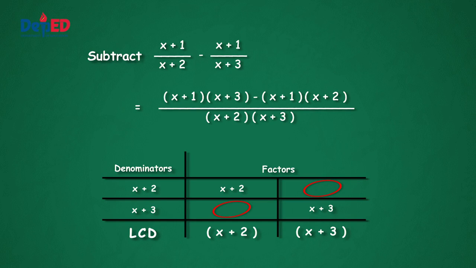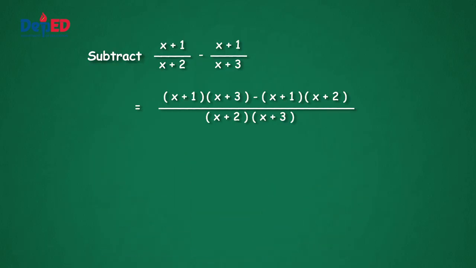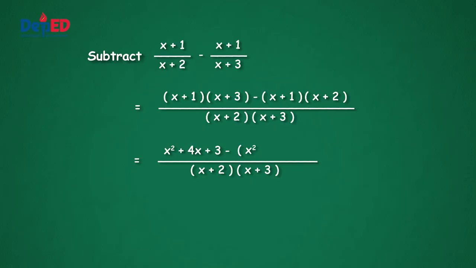Now simplify by multiplying the polynomials. Remember that you can use the FOIL method in multiplying. What is the product of x plus 1 and x plus 3? This will be x squared plus 4x plus 3 minus the product of x plus 1 and x plus 2. What is it? The quantity x squared plus 3x plus 2. What did you notice?